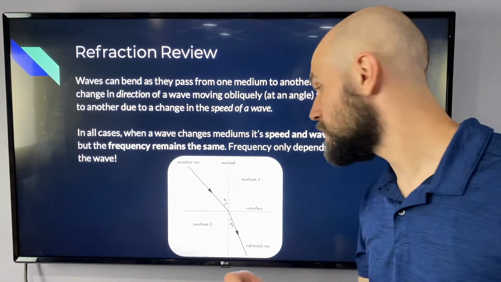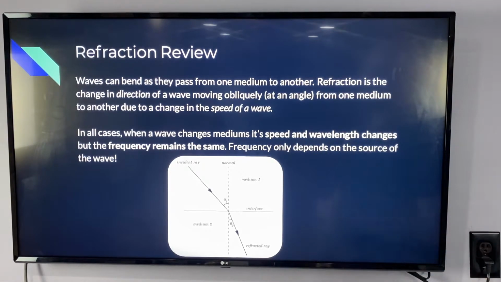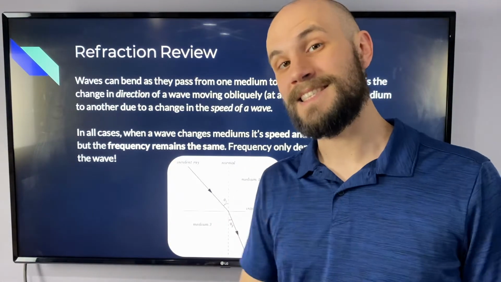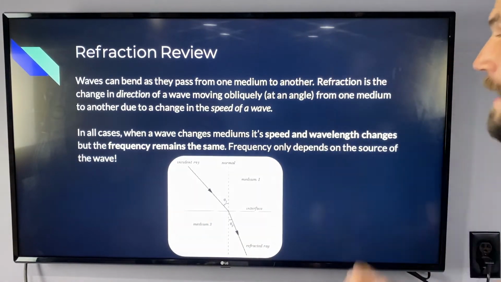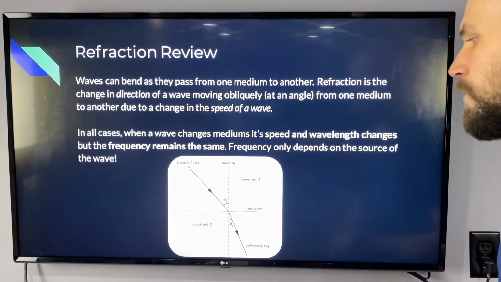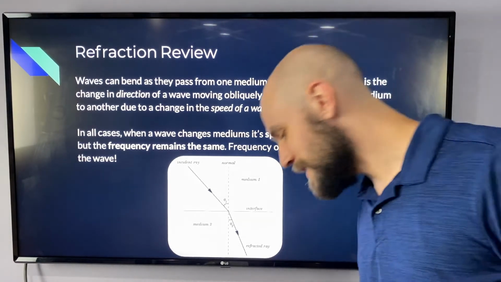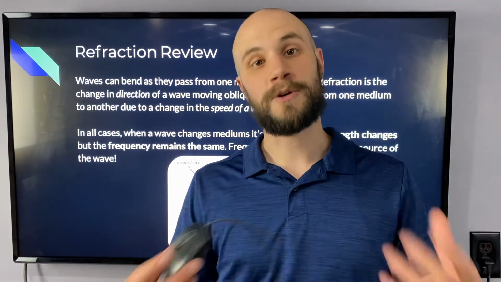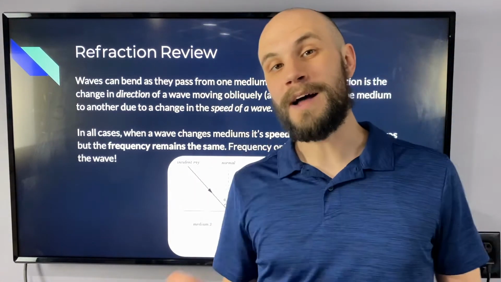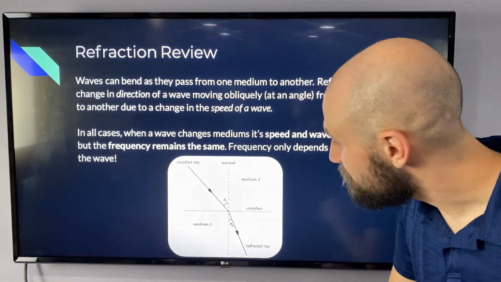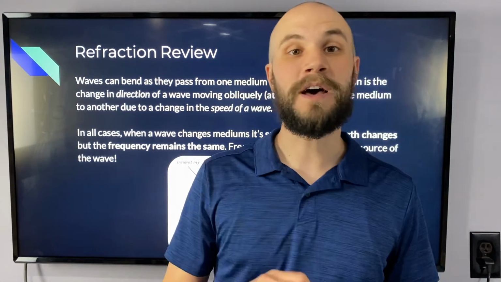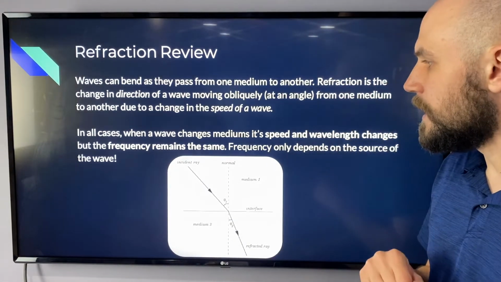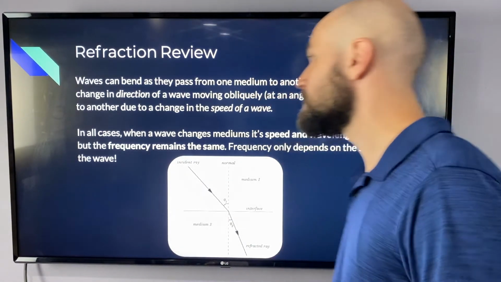Now remember some of the things we talked about. The speed of the wave changes, the wavelength changes, but the frequency of the wave remains the same. Frequency only depends on the source of the wave. What we're going to be doing this lesson is really looking at refraction closely in terms of light, and we're actually going to quantify how much the light bends going from one material to another, and how much that speed changes if we know something about each one of these materials.